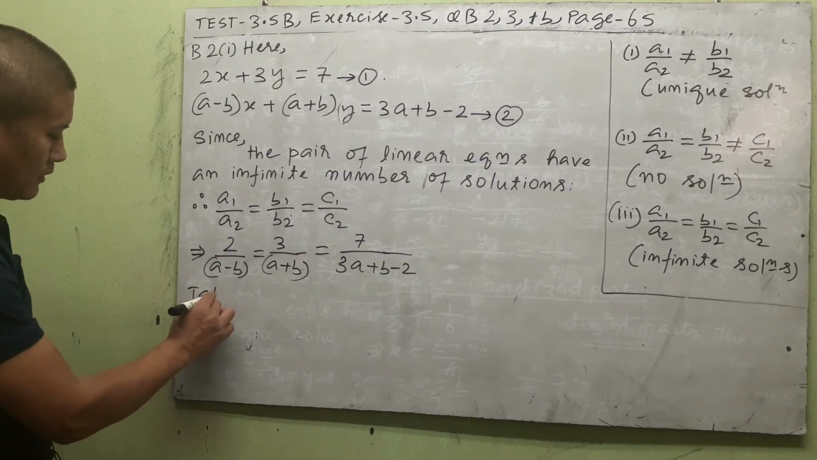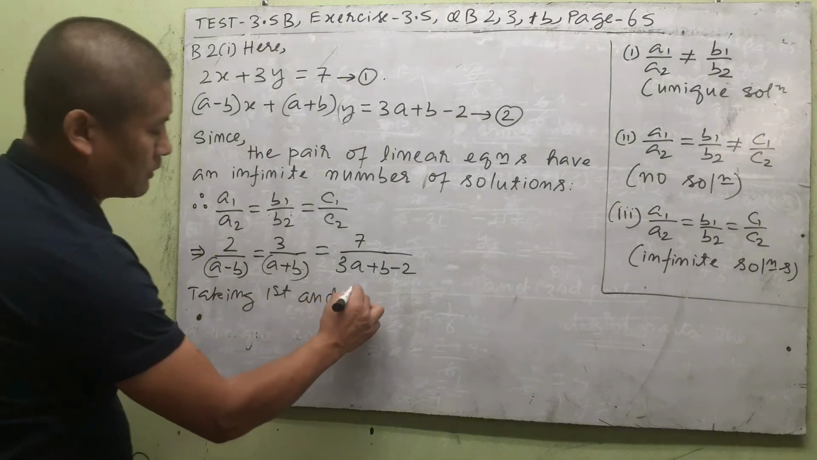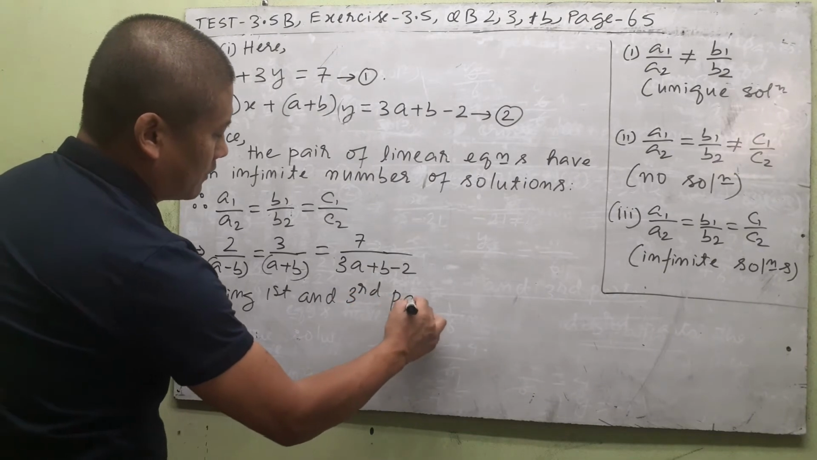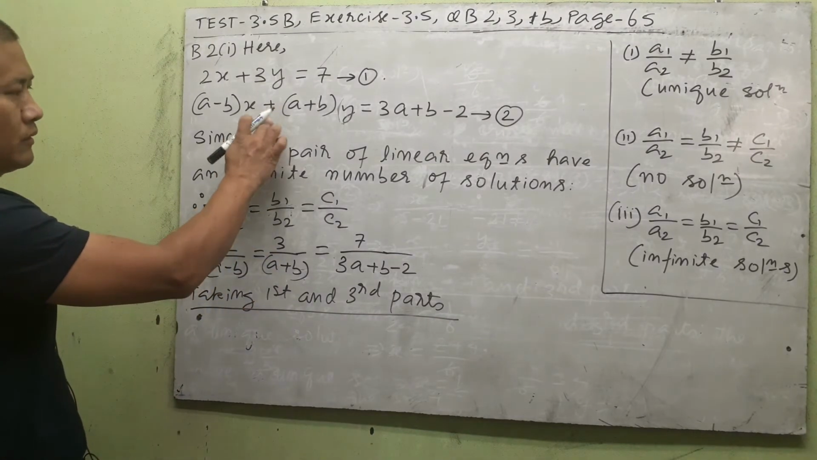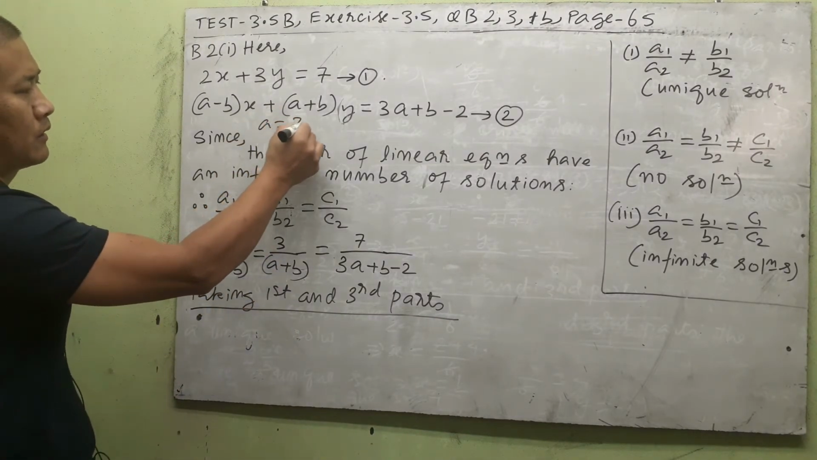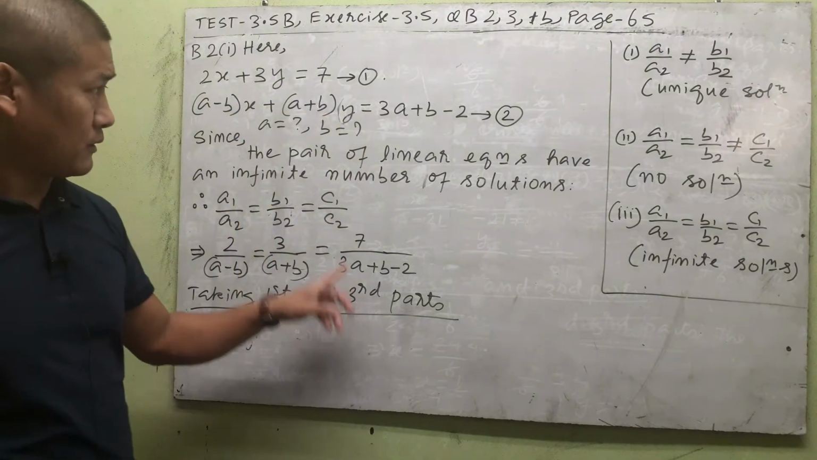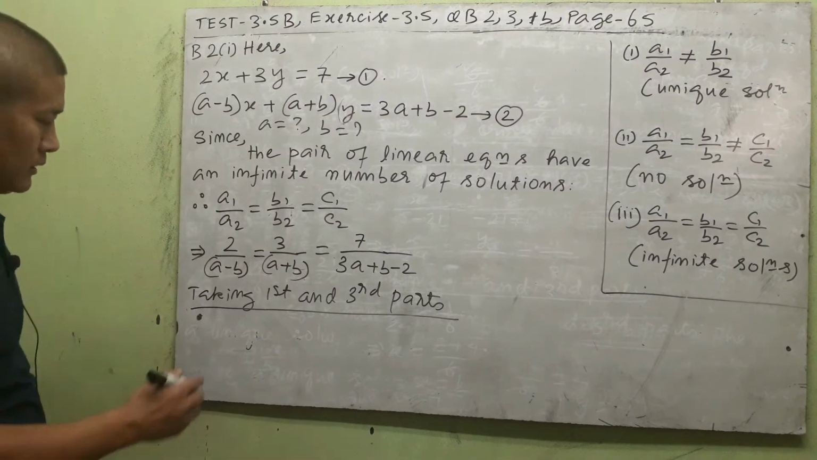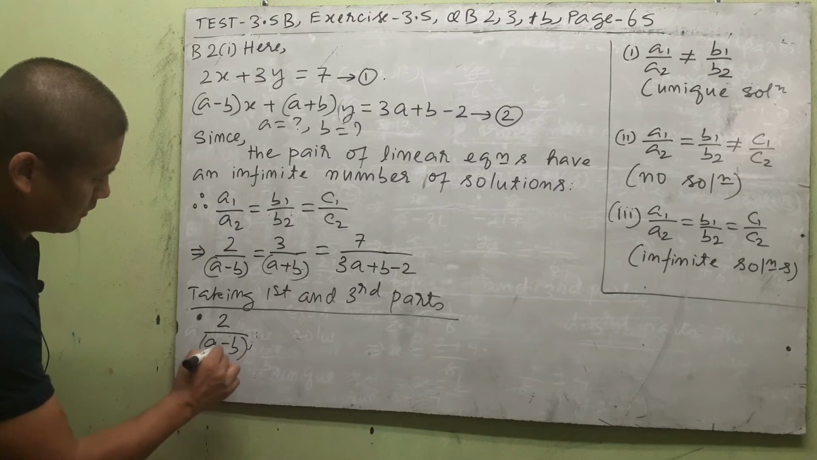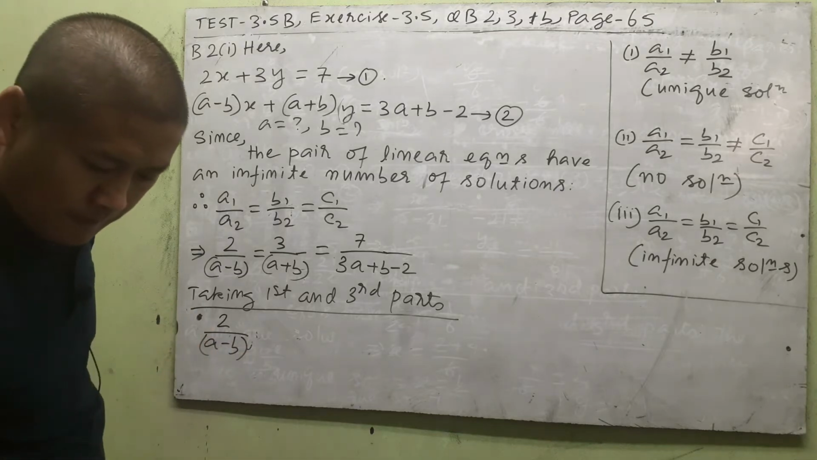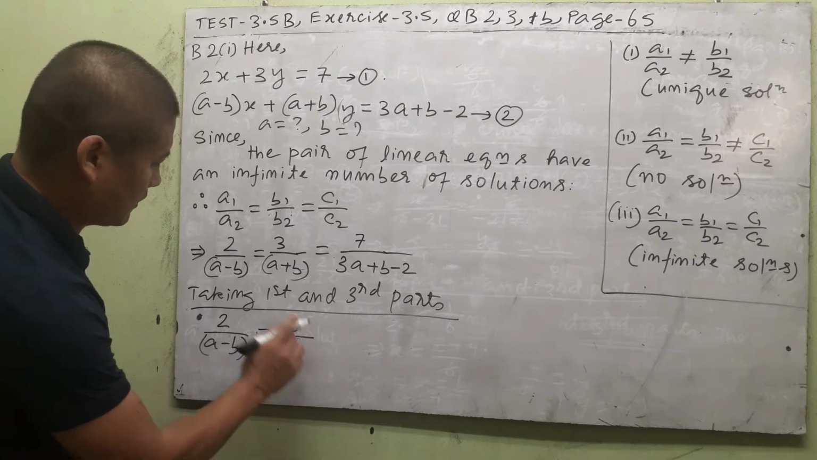So let us start by taking the first and third parts and see what we can get out of this. If you would like to write, it's okay; if you don't write also, that's fine. They are asking for a and b, so we'll have to first take the first and third part and see whether we can get any of these two values, a and b. Let us see. So the first part is 2 by a minus b, and here is 3 by a plus b.